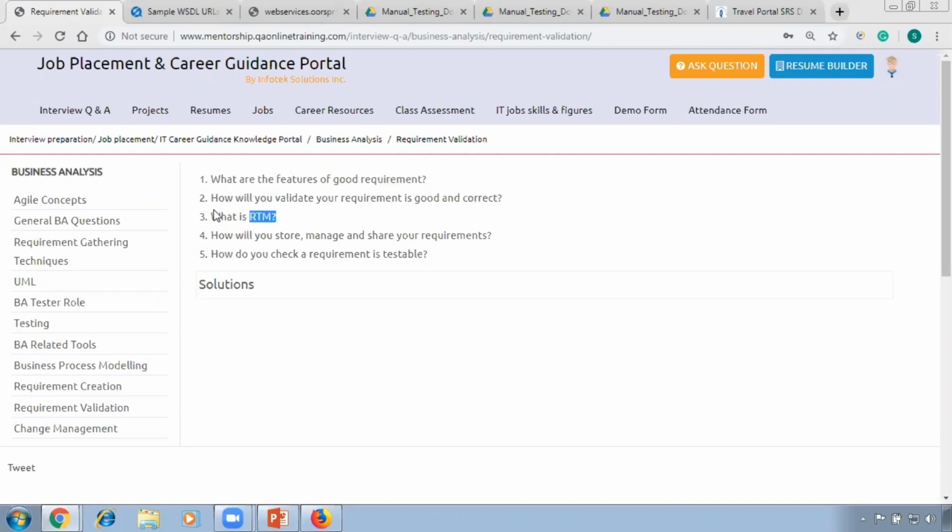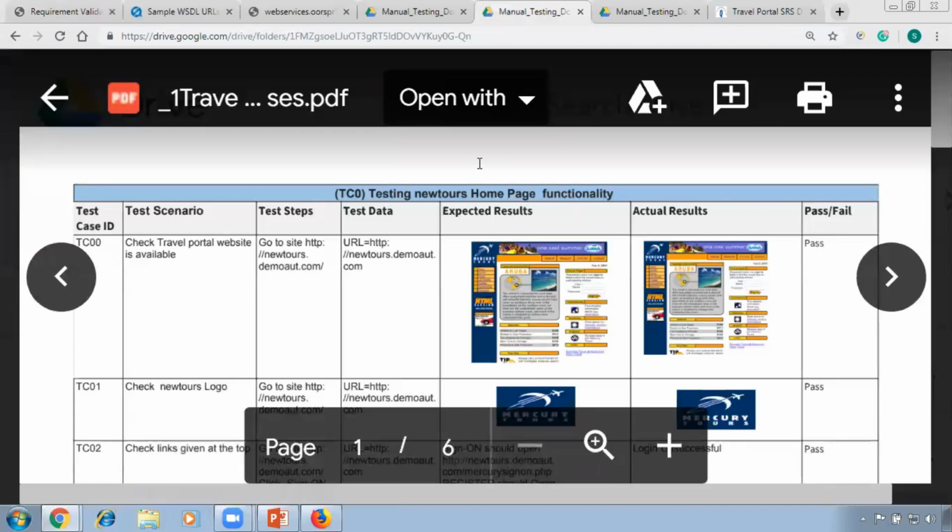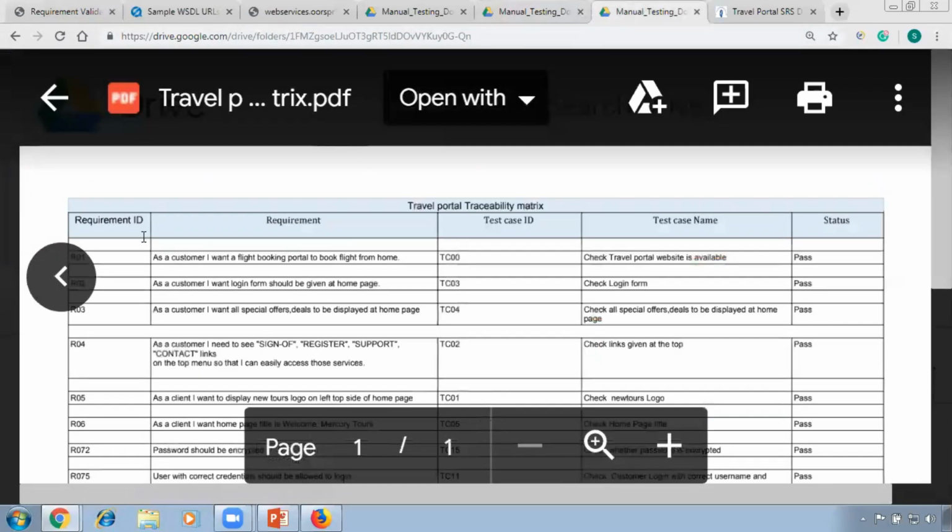What is RTM? RTM stands for requirement traceability matrix. It's a document which works as a map between the user stories and the test cases. We have user stories or the list of requirements. For every requirement, there's a requirement ID, and for every requirement we have to create a test case. There is a possibility that we missed a requirement for which a test case is not written. So how will we map it? There's a document called the requirement traceability matrix, and let me show you how it looks. Your requirements are mapped with the test cases.